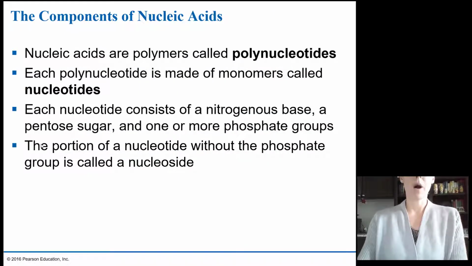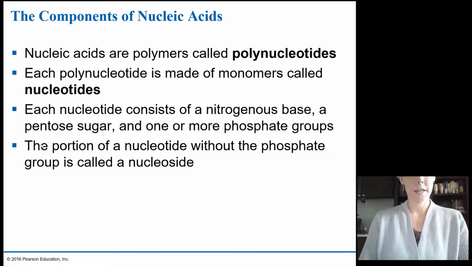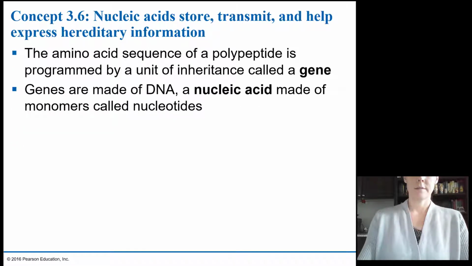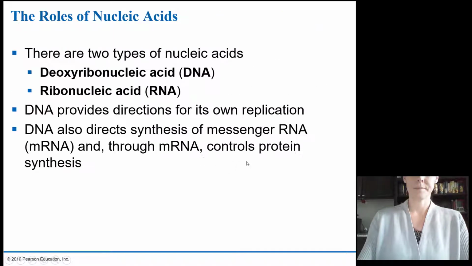Nucleic acids are polymers called polynucleotides. So a nucleic acid is a polymer, yes. Another name for a nucleic acid is a polynucleotide. What is the monomer of a nucleic acid? Amino acids, right?